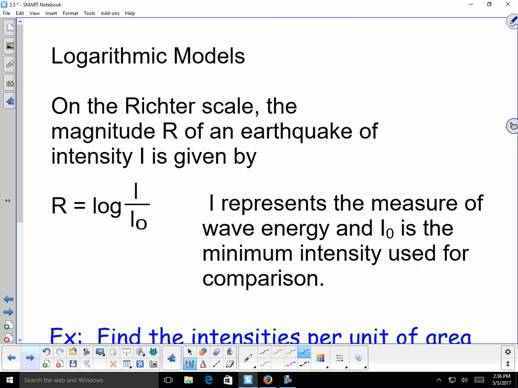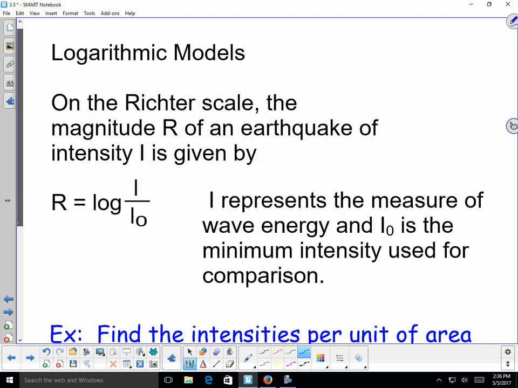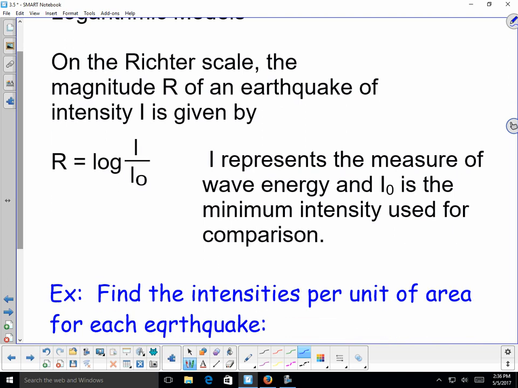Have you heard of earthquakes with the Richter scale? Okay, so Richter scale rating, the magnitude R of an earthquake of intensity I is given by this formula, R equals log of I divided by I sub 0. I represents the measure of wave energy, and I sub 0 is the minimum intensity used for comparison, and we're just going to plug in 1 for that I sub 0.